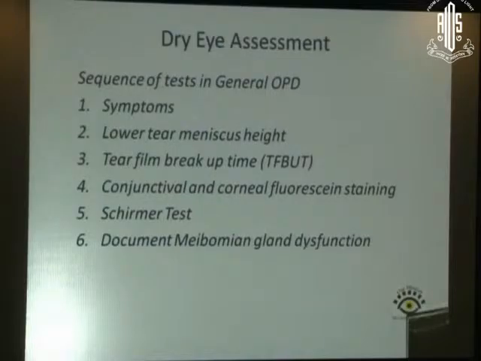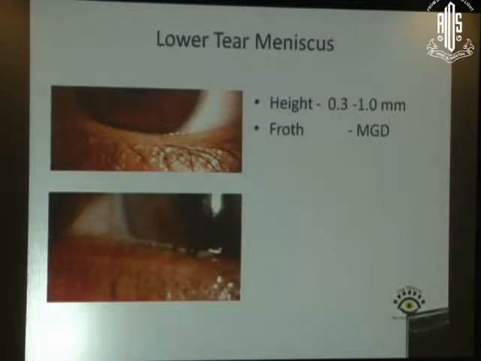So coming one by one to these, once symptoms have been noted down, pay attention to lower tear meniscus. Normal meniscus height is around 0.3 to 1 millimeter, but this froth is quite a pathognomonic sign of meibomian gland dysfunction. So this must be noted down.